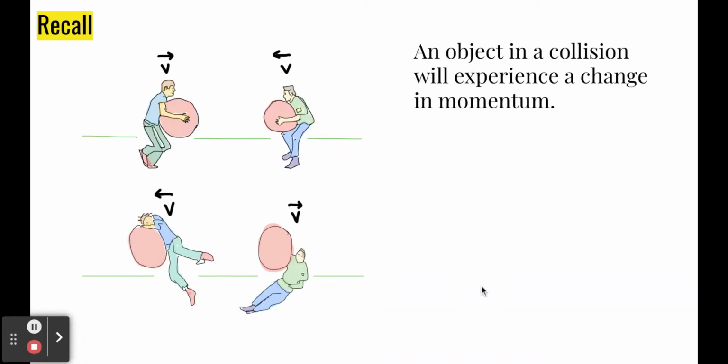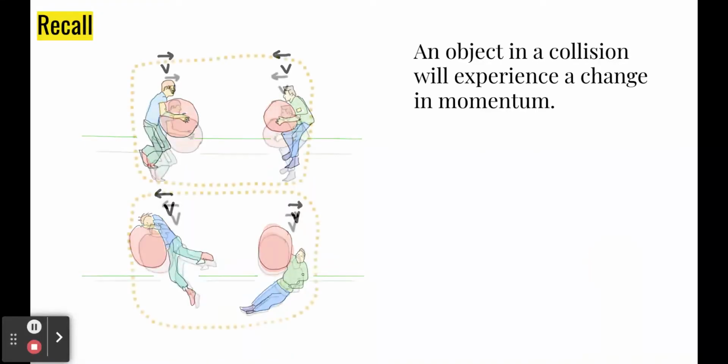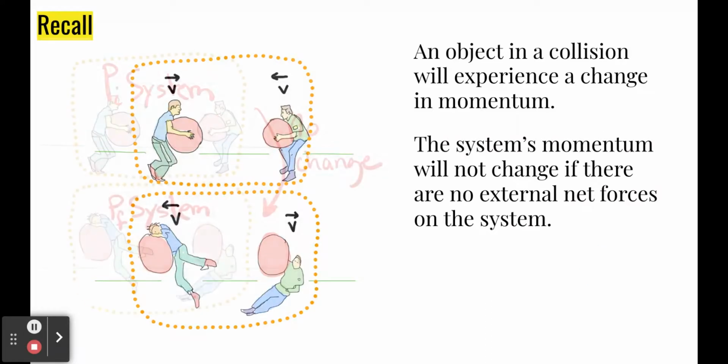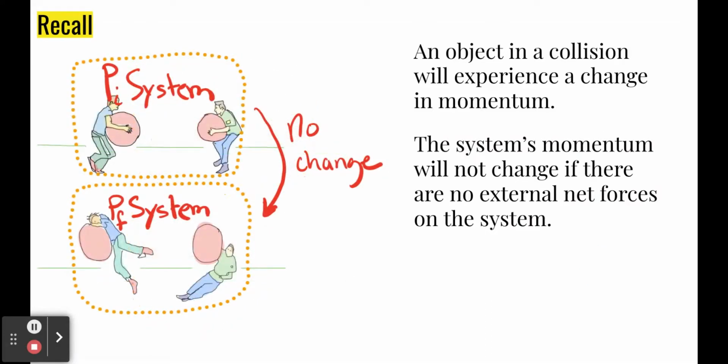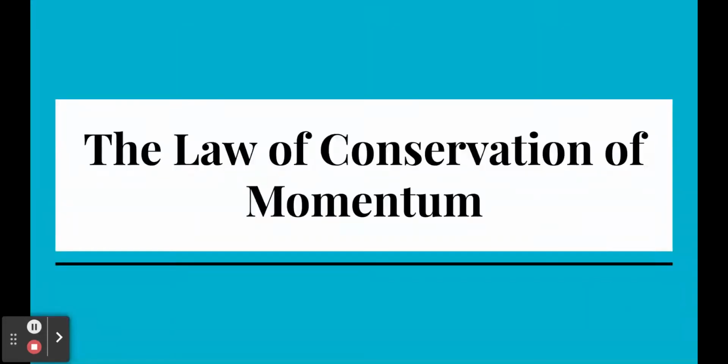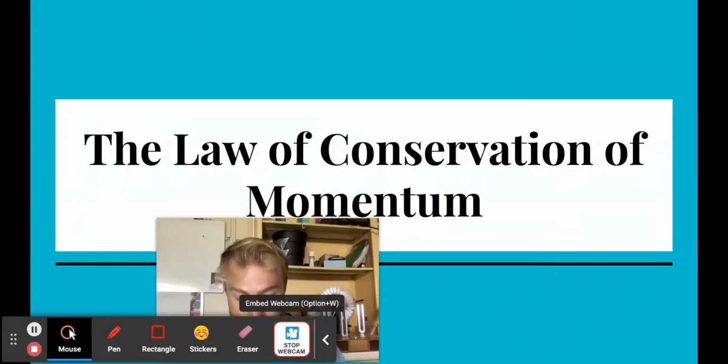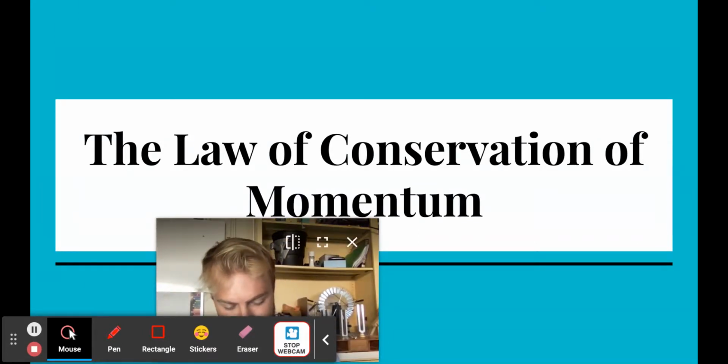Recall that an object in a collision will experience a change in momentum. But the system's momentum will not change if there are no net external forces on the system. So the initial momentum of the system will equal the final momentum of the system. That's a big idea called the law of conservation of momentum. And those velocity versus mass graphs are the perfect way to visualize it.